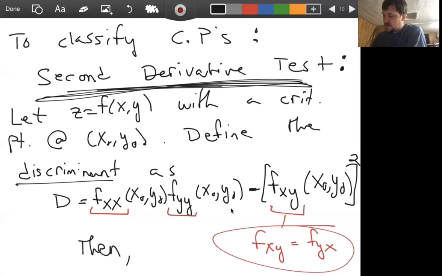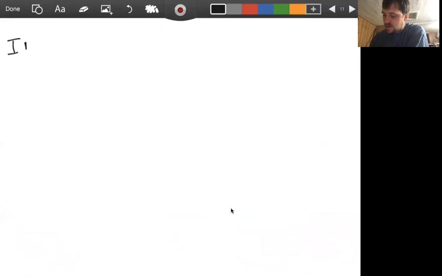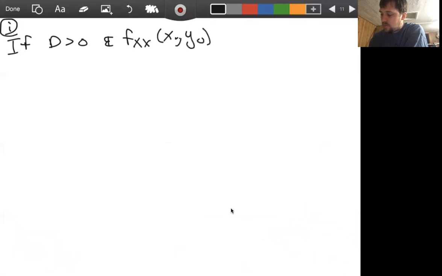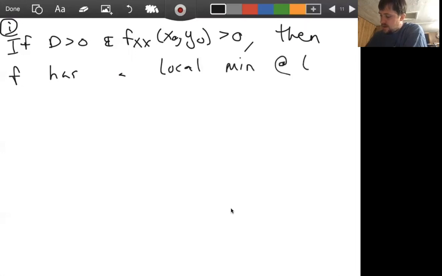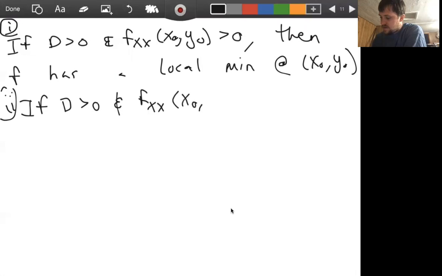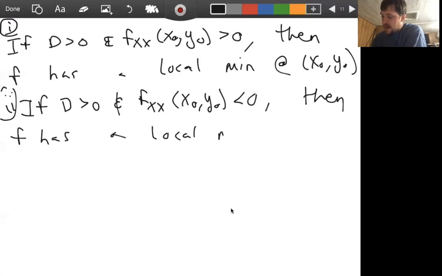So then, with this discriminant in mind, here's the first case. If the discriminant is positive and the second partial derivative with respect to x at the critical point is also positive, then f has a local minimum at x naught, y naught. Case 2 is if the discriminant is positive and the second derivative with respect to x twice at the critical point is negative, then f has a local max at the critical point x naught, y naught.